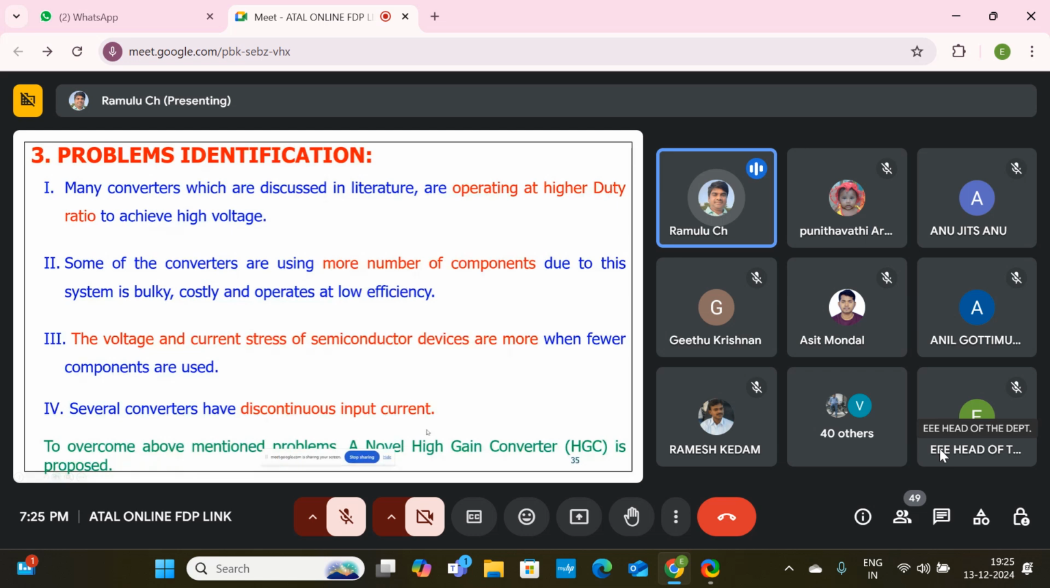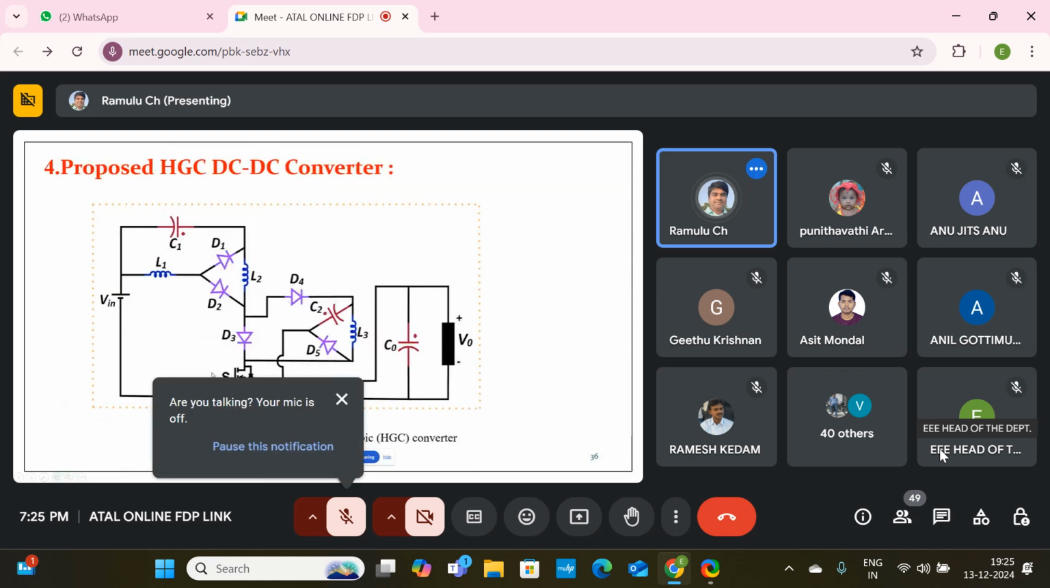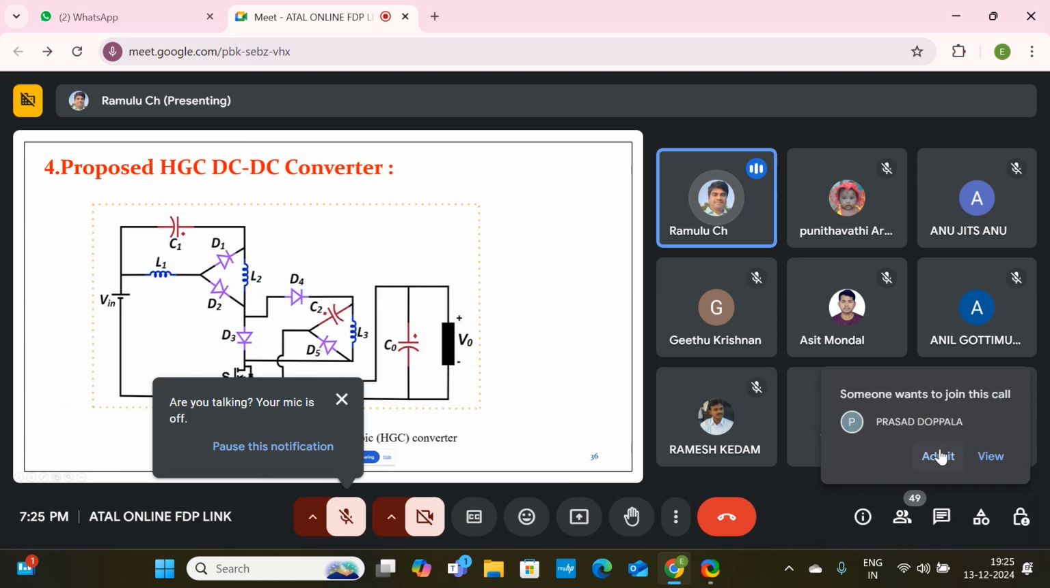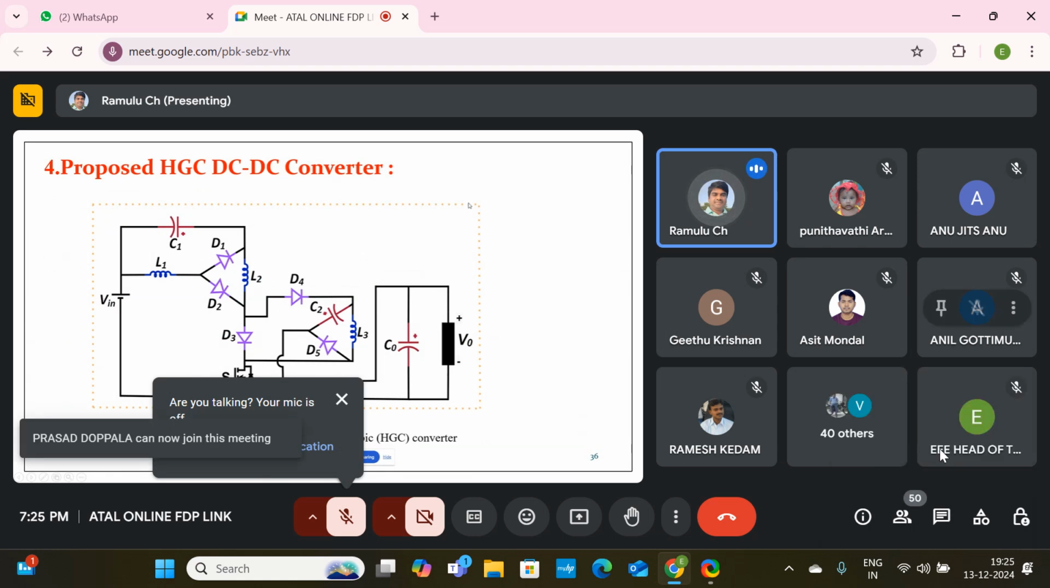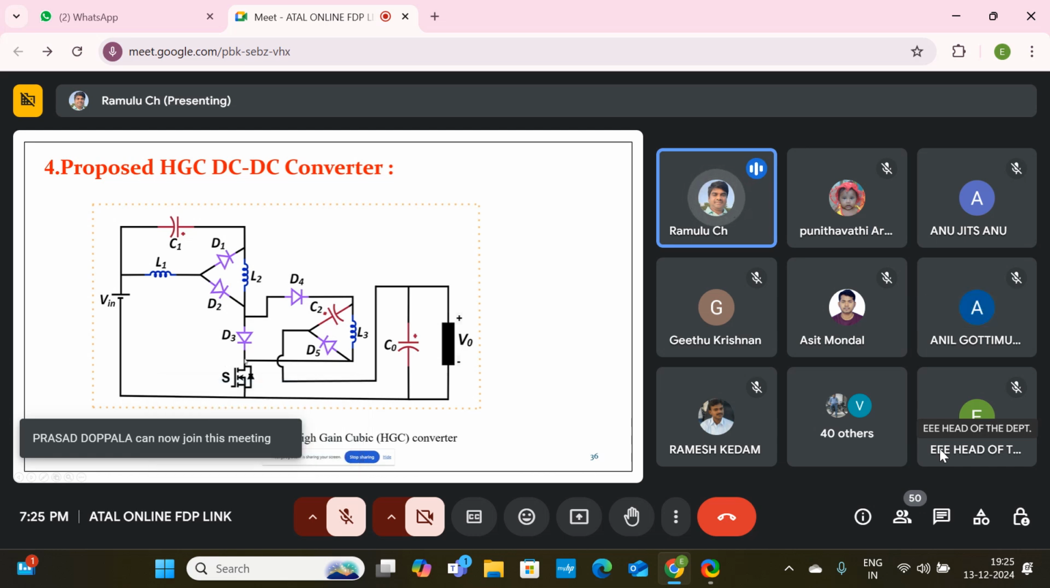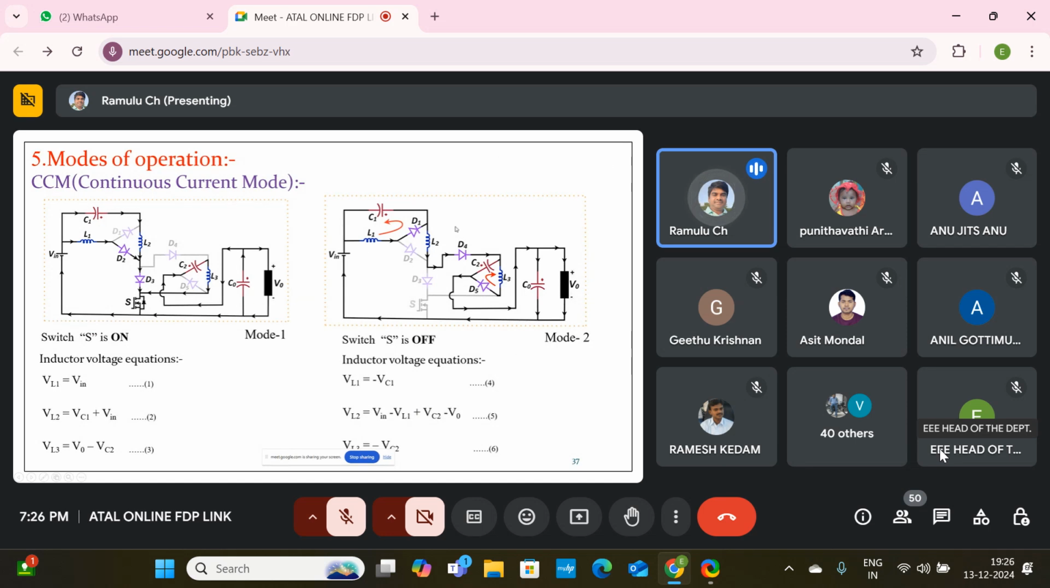A novel converter is proposed. What is that? This is the converter. This is nowhere else existing. This kind of converter we implemented. Here you can see only one switch, 5 diodes, 3 inductors, 2 capacitors, like that. When we give an input like 48, we get something like 380. So this entire conversion is taken care of by this converter. Different modes of operation are there.